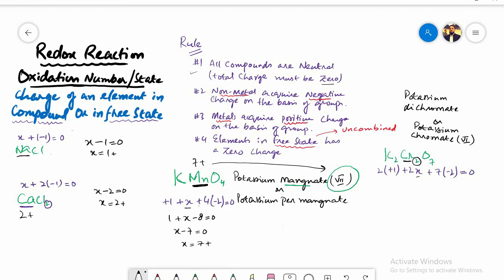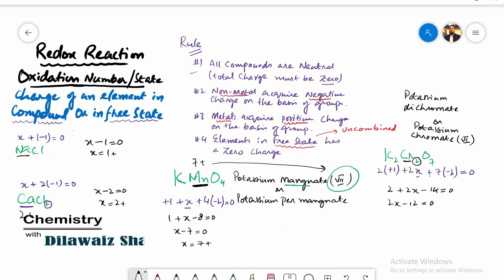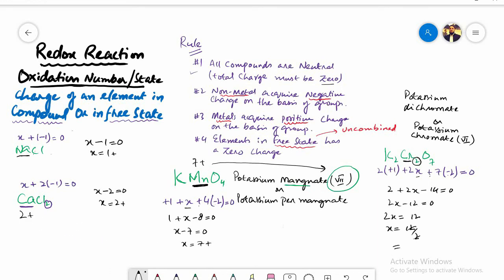2 times 1, that is plus 1, when multiplied gives a result of 2, plus the 2x already given, plus minus is minus, 7 times 2 is 14, is equal to 0. 2 plus minus 14 gives a total result of minus 12 on the left side, which is equal to 0. And now 2x is equal to 12, and x is equal to 12 divided by 2, that gives us the total result of 6.